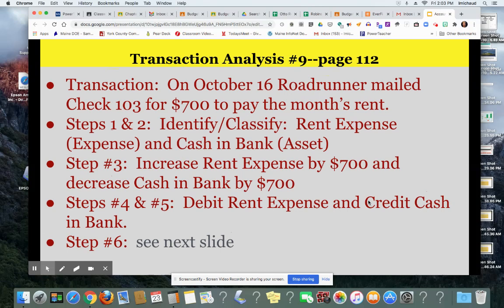Okay, this next transaction. On October 16, Roadrunner mailed check 103 for $700 to pay the month's rent. So now you're paying money out, so you'll be decreasing your cash and bank, therefore crediting it. And then paying for rent, that's a rent expense. So you're going to debit that.